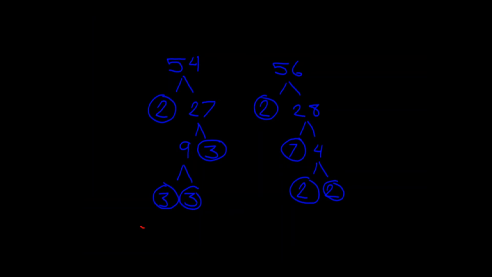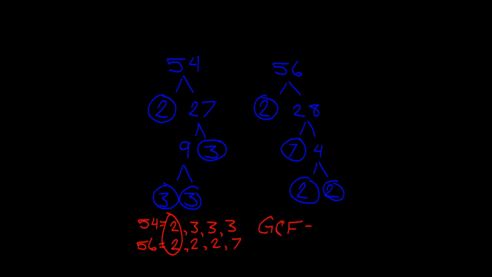So 54 is equal to 2, 3, 3, and 3 again. And then 56 is equal to 2, 2, 2, and 7. So now you want to find the pairs. There's a pair of 2's right here, and that's the only pair. So the greatest common factor is 2.